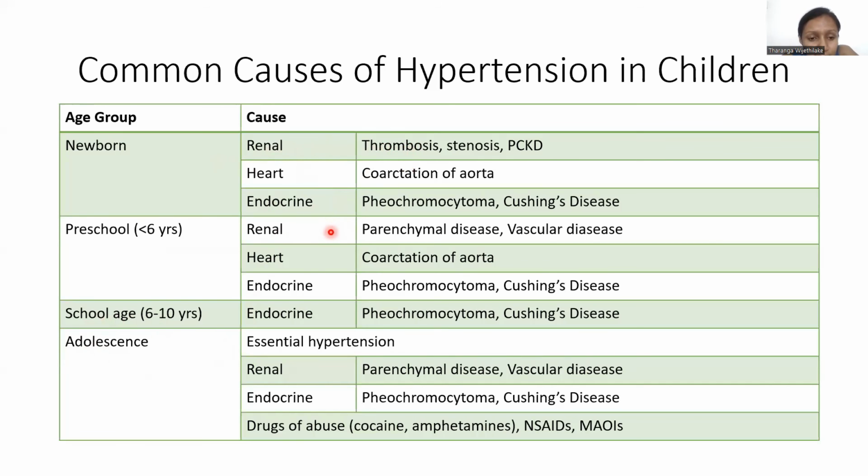Then less than 6-year-olds can have parenchymal disease and vascular diseases, then endocrine things. School age ones, by this time, the heart and renal conditions are already diagnosed, right? Adolescents, now this is what we have to be aware of, right? More and more we are seeing younger CKD patients. So with adolescents, you have to be very careful whether they are suffering from parenchymal renal diseases and drugs of abuse.